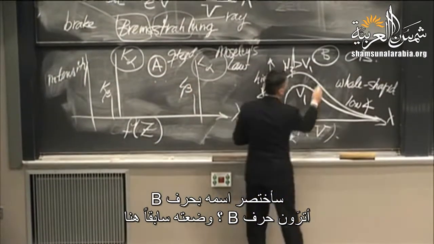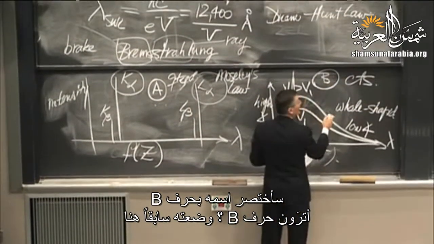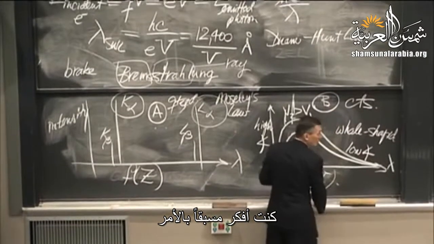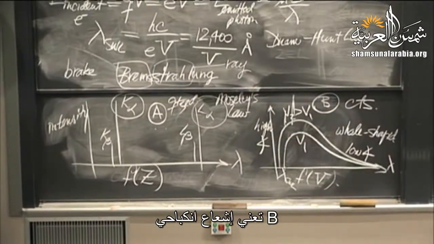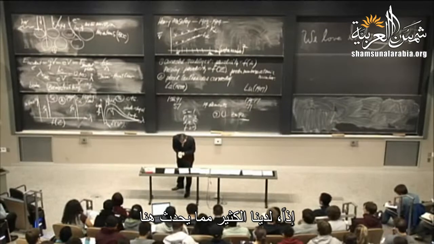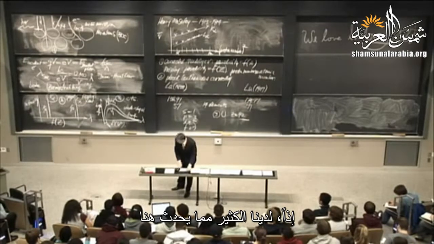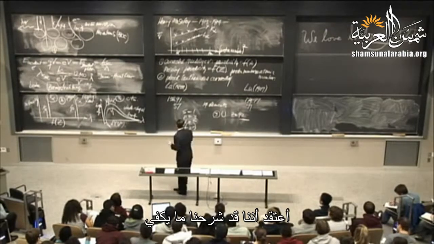So I'm going to put a B here. See that? I was thinking ahead. B is Bremsstrahlung. Okay. So we've got a lot going here for us. I think we've explained a fair bit.